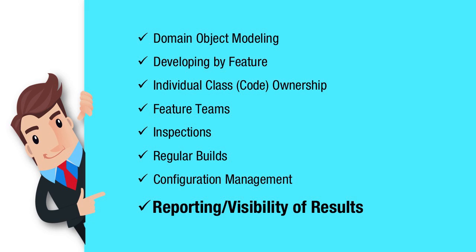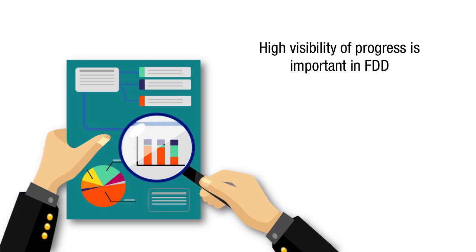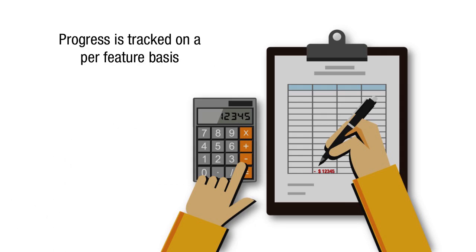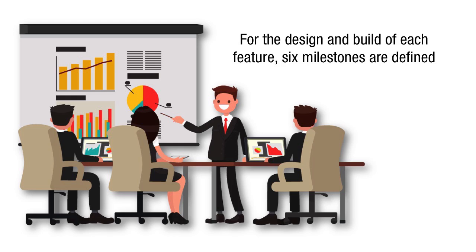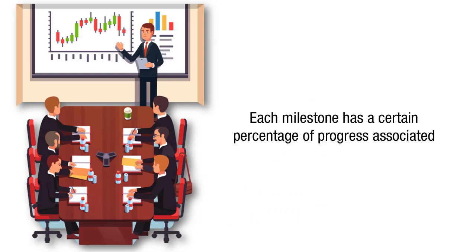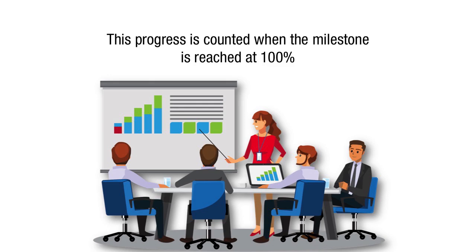Reporting and visibility of results. High visibility of progress is important in FDD. Progress is tracked on a per-feature basis. For the design and build of each feature, 6 milestones are defined. Each milestone has a certain percentage of progress associated with it. This progress is counted when the milestone is reached at 100%.